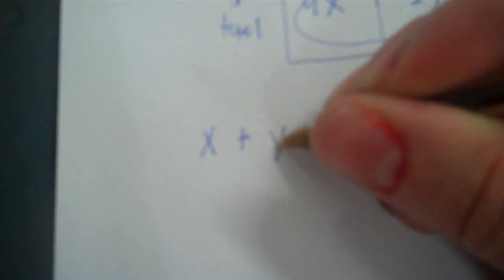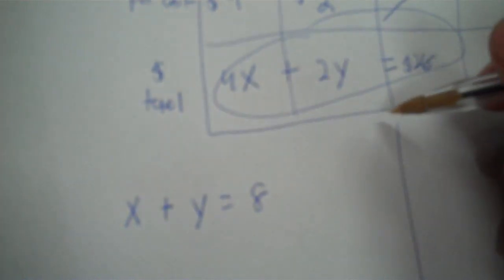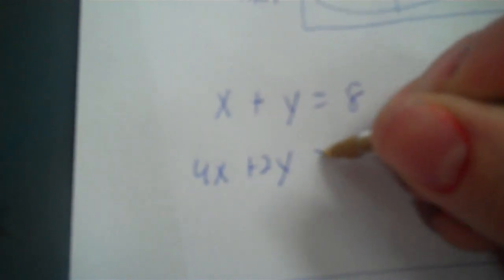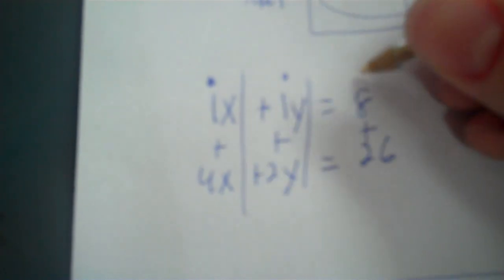Alright, so you have 2 equations, this and this. So you stack them. You have a system of 2: x plus y equals 8, and 4x plus 2y equals 26. Now we use the process known as elimination, okay? Adding them like this doesn't eliminate anything. That's 5x, that's 3y. But if I multiply, I will be in a better position.